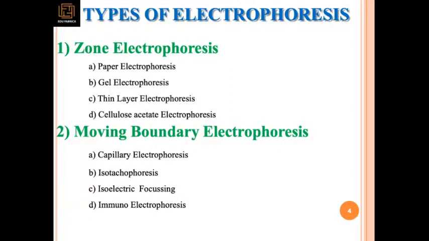Types of electrophoresis. There are two types of electrophoresis we're going to talk about. One is zone electrophoresis, second is moving boundary electrophoresis. The zone electrophoresis is of four types: paper electrophoresis, gel electrophoresis, thin layer electrophoresis, and cellulose acetate electrophoresis. Further, the moving boundary type includes capillary electrophoresis, isotachophoresis, isoelectric focusing that we have discussed, and immunoelectrophoresis that we will also do with the immuno and antibody.